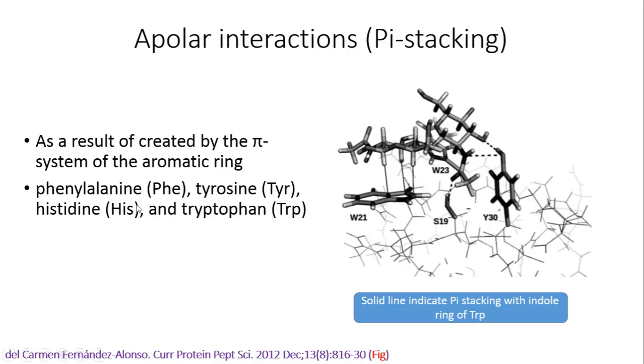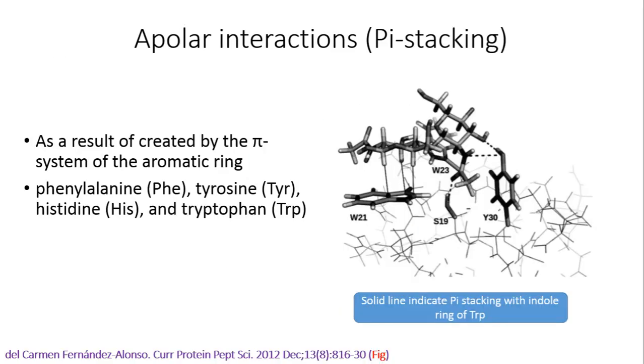You can consider amino acid residues like phenylalanine, tyrosine, histidine, and tryptophan. All these residues have an aromatic phenyl ring, and these aromatic phenyl rings can be employed in stabilizing the protein ligand complex if there is any phenyl ring or aromatic ring in your ligand as well.